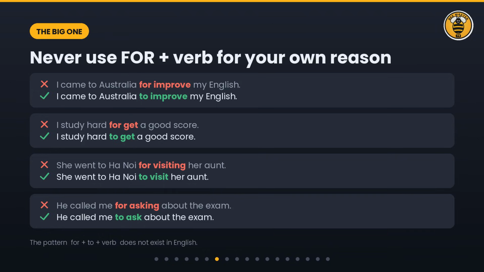And the last one. He called me for asking about the exam. No. He called me to ask about the exam. Please remember this. The pattern for to verb does not exist in English. If you hear yourself starting to say it, stop and use to on its own.